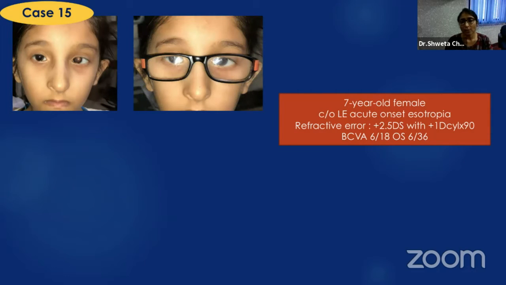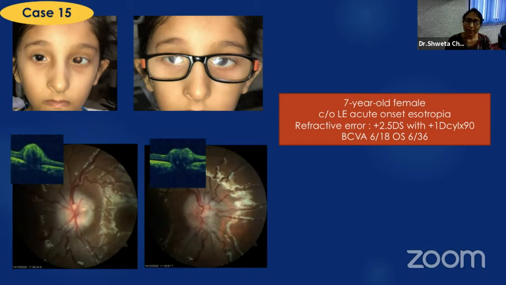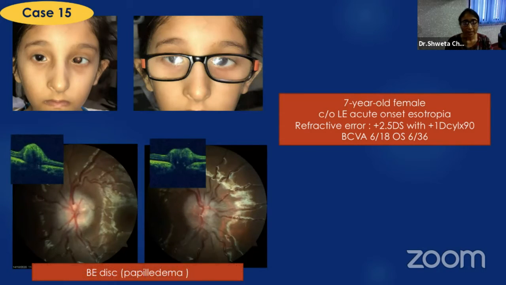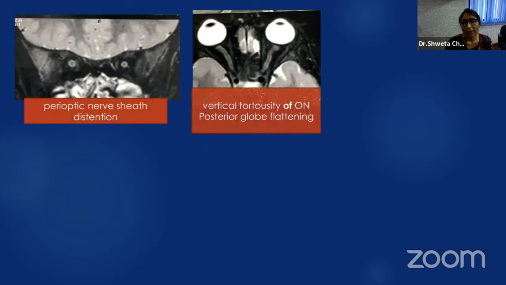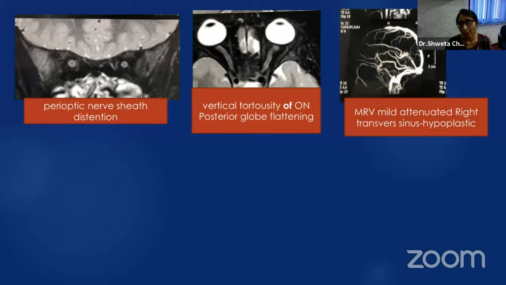Consider this example, a 7-year-old female presented with acute onset eso. There was not much hypermetropia, only a small amount which she had. Fundus revealed papilledema in both eyes. So neuroimaging was ordered, and it showed perioptic nerve sheath distension and vertical tortuosity of the optic nerve, which was consistent with the finding of BIH.